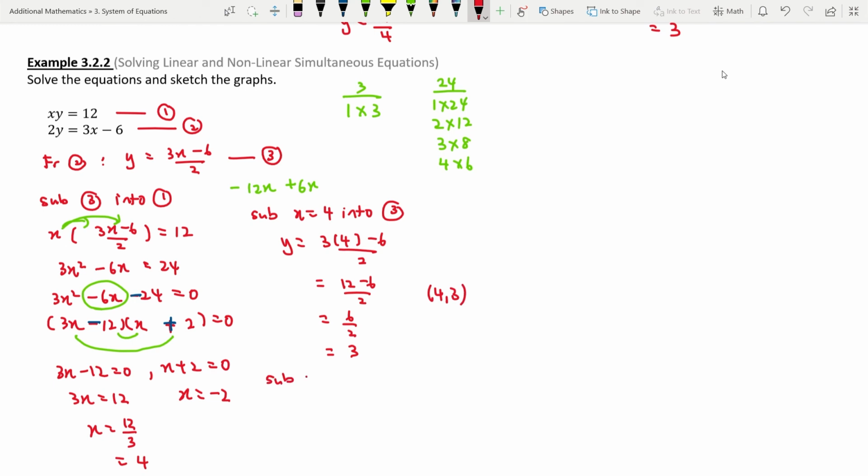Then we substitute x is equal to negative 2 into equation 3. y is equal to (3 multiplied by negative 2 minus 6) over 2. We get (negative 6 minus 6) over 2, which is negative 12 over 2, and our y is negative 6. Hence, the second coordinates for the point of intersection is (negative 2, negative 6).